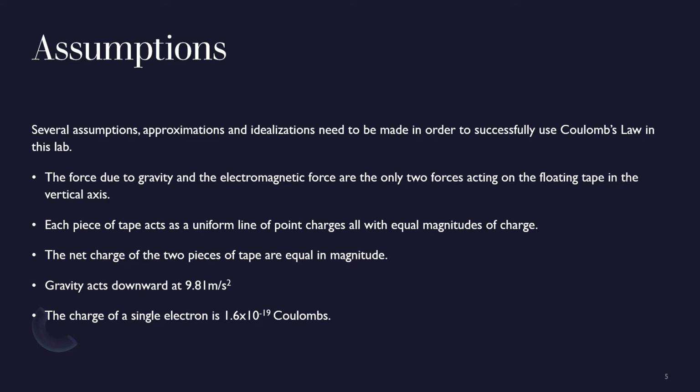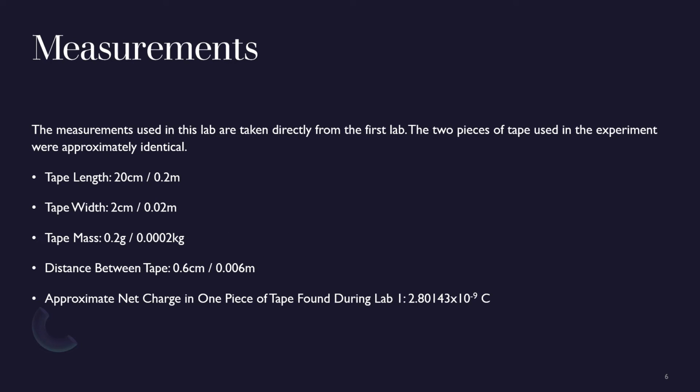Firstly, the force due to gravity and the net electric force will be the only forces acting on a piece of tape. Secondly, each piece of tape will be treated as a uniform line of point charges, each with equal magnitude of charge and an equal distance from each other. Third, both pieces of tape are equal in total charge and consist of the same number of point charges. The measurements used in this lab listed here are taken directly from the first lab.